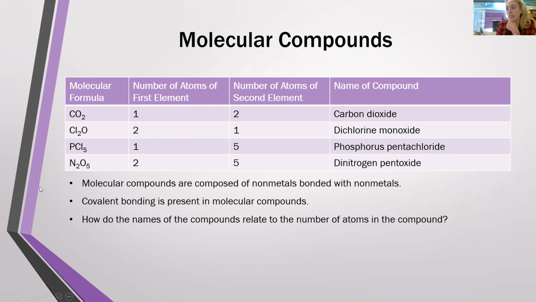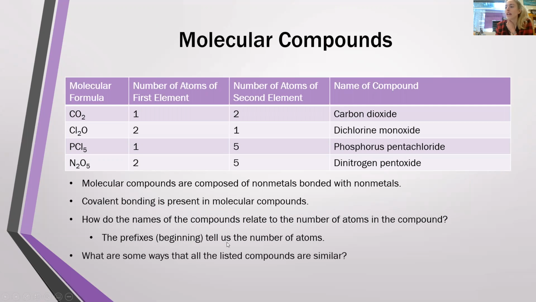So hopefully you've spotted that the prefix, or the beginning of the word, is going to tell us the number of atoms. In the first and the third example, you'll notice that when there is only one and it's the beginning atom, we don't put the mono, which is kind of weird, but if it's the first one and there's only one, we don't put the mono. And then how are the endings similar? We should note that all of them end in this "ide" suffix or ending.